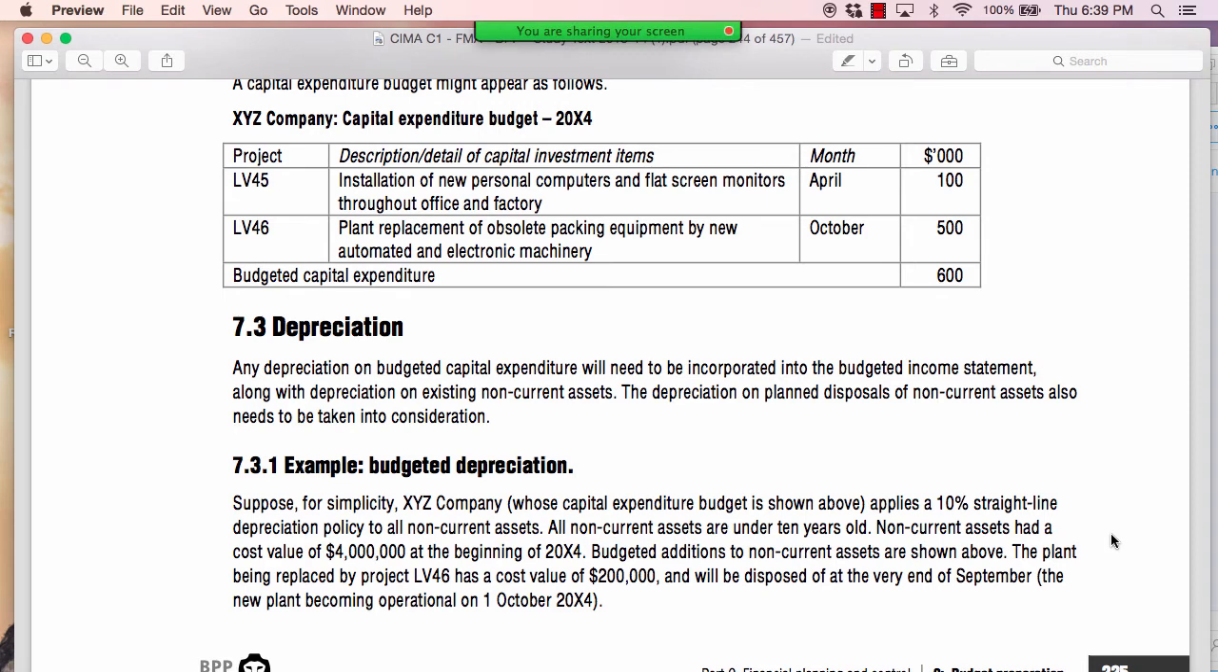So here you get some examples, and you know that once we purchase an asset, it attracts depreciation. So what is depreciation? Anybody? Sreda, what is depreciation? The reduction in value of the asset? Correct, right? Every year, over a period of time, there is a reduction, and you will take it into your profit and loss account.